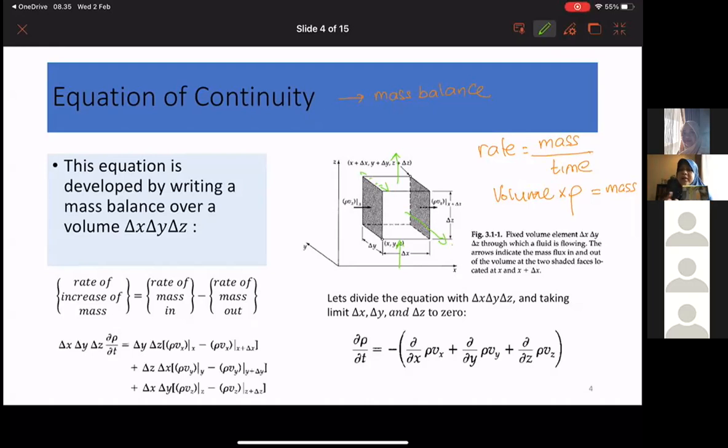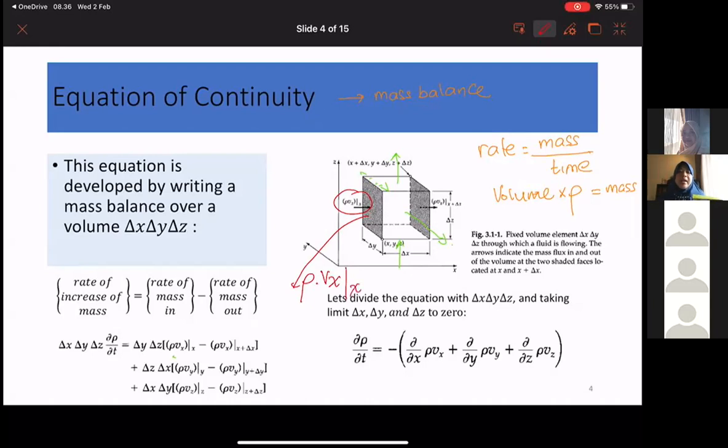Okay, now to consider what is the rate of mass in to the x-axis, that would be equal to rho v x. So let me write it in here. It is rho multiplied with vx at x equal to x.